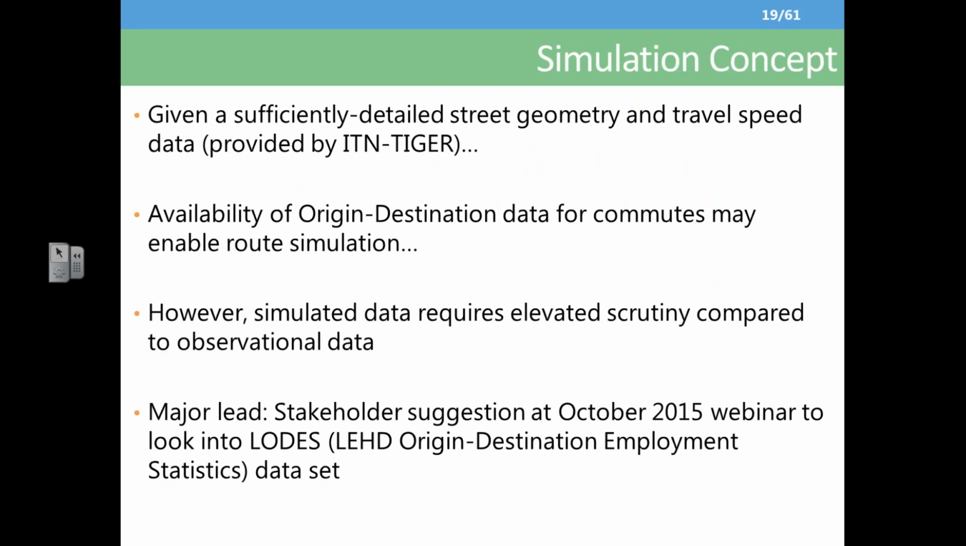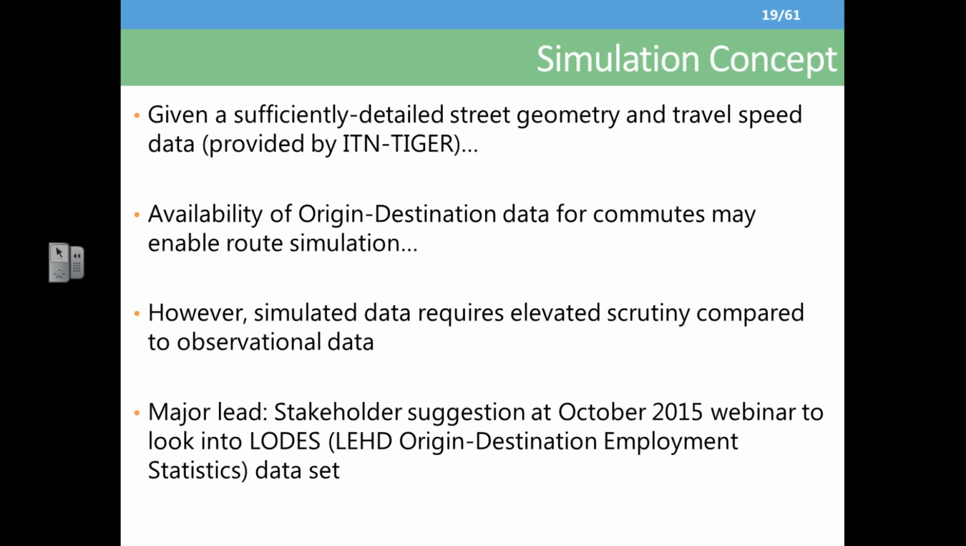So back in 2015, we were kind of at this impasse where we wanted to be able to consider looking at traffic data, but we couldn't find an open, freely available data set. We are aware that there are data sets out there that you can purchase, but we would then not be able to share that with the public because they'd be proprietary data sets. And so what we did is we looked into developing a simulation of the traffic. So the concept is if you had a sufficiently detailed street geometry and travel speed data, which is what we believe ITN Tiger provides to us, and the availability of origin destination for commutes, you may be able to do route simulation to determine what is everybody's daily commute.